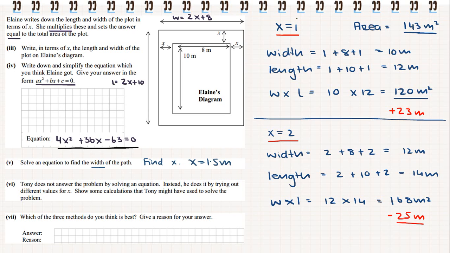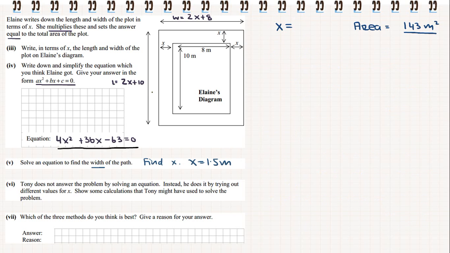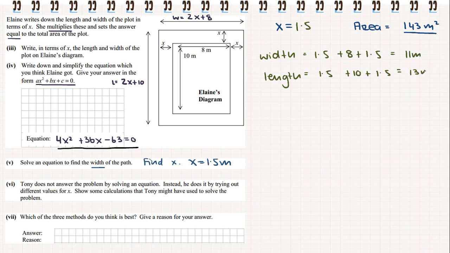So what he might have realized is that if x equals 1 is too small and x equals 2 is too big, he may have then tried x is equal to 1.5. So let's try that. So the width, 1.5 plus 8 plus 1.5 is going to give us 11 meters. Length, 1.5 plus 10 plus 1.5 is going to give us 13 meters. So our length multiplied by our width, 11 multiplied by 13, and we find 143 meters squared.